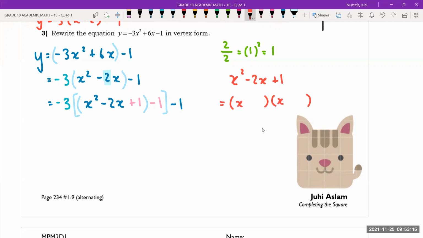Anyone get something when you factor this? I'm getting a -1 and a -1. Did you guys get that as well? Yeah. And so it's just all (x - 1) squared. Okay, perfect. So let's keep going.